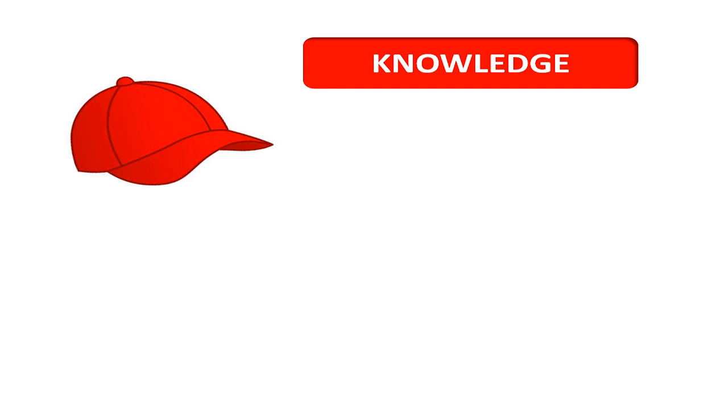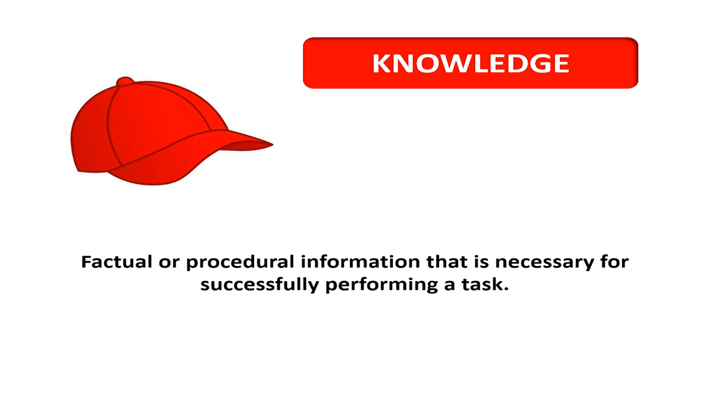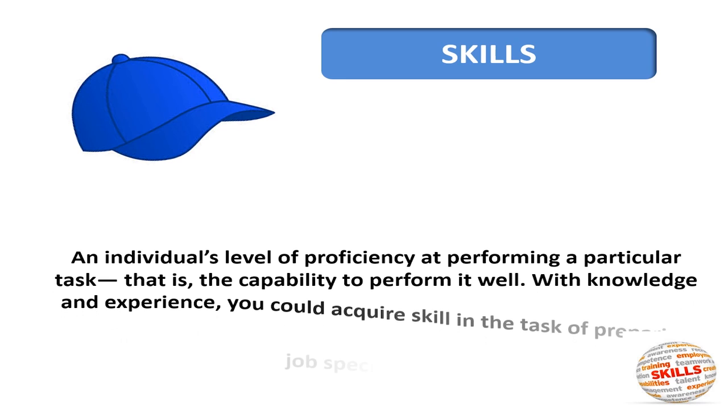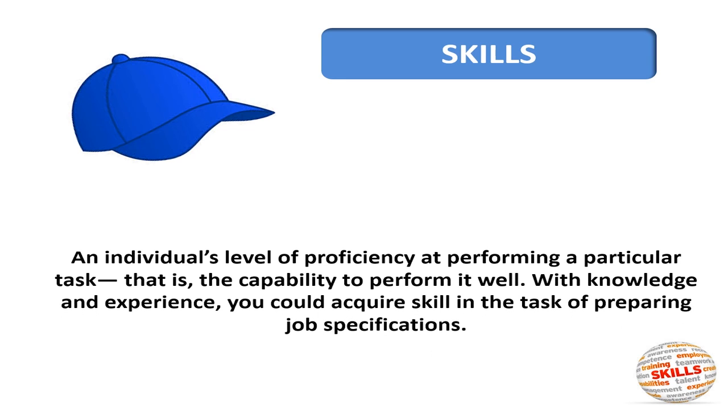Here, knowledge refers to factual or procedural information that is necessary for successfully performing a task. For example, this course is providing you with knowledge in how to manage human resources. A skill is an individual's level of proficiency at performing a particular task, that is, the capability to perform it well. With knowledge and experience, you could acquire skill in the task of preparing job specifications.